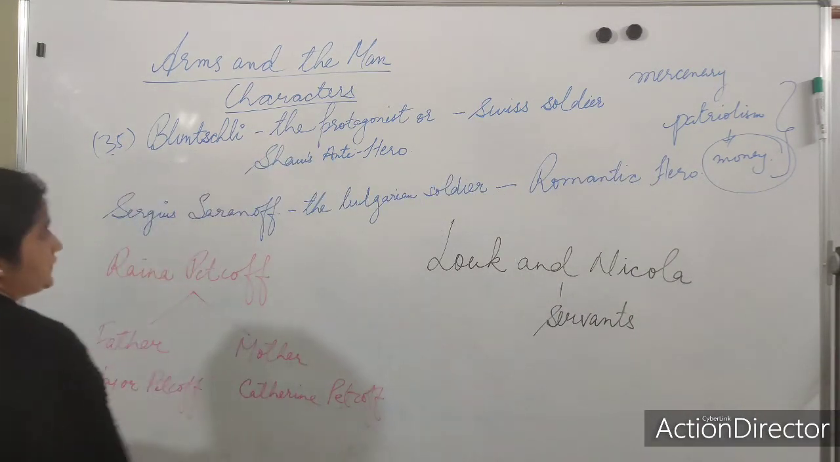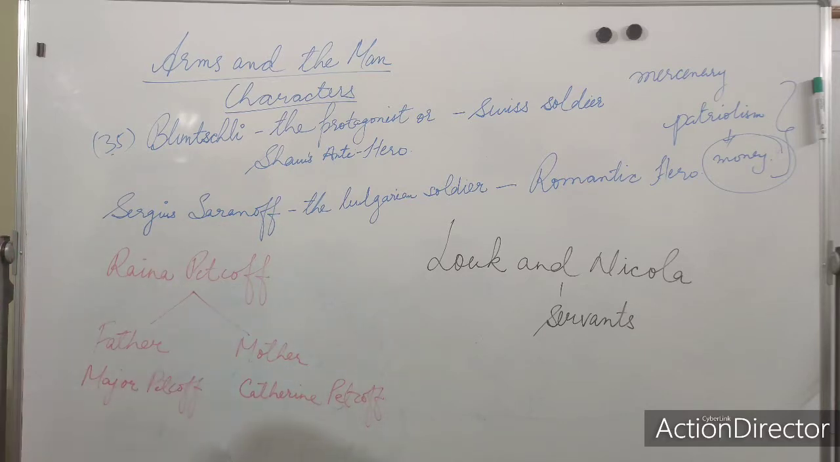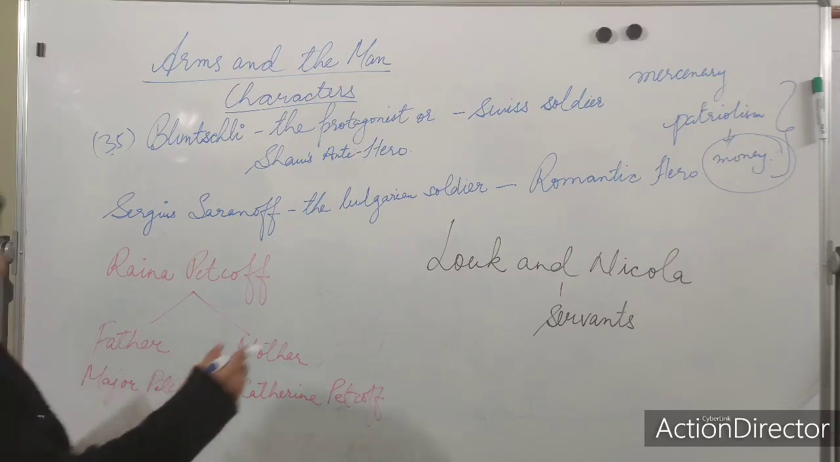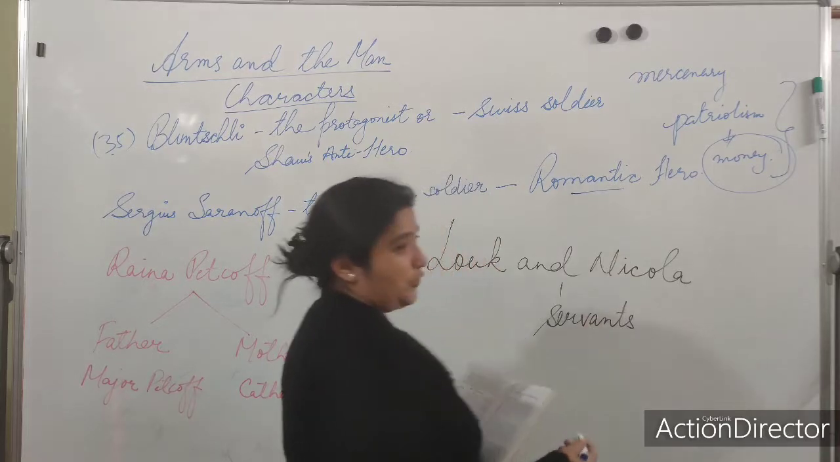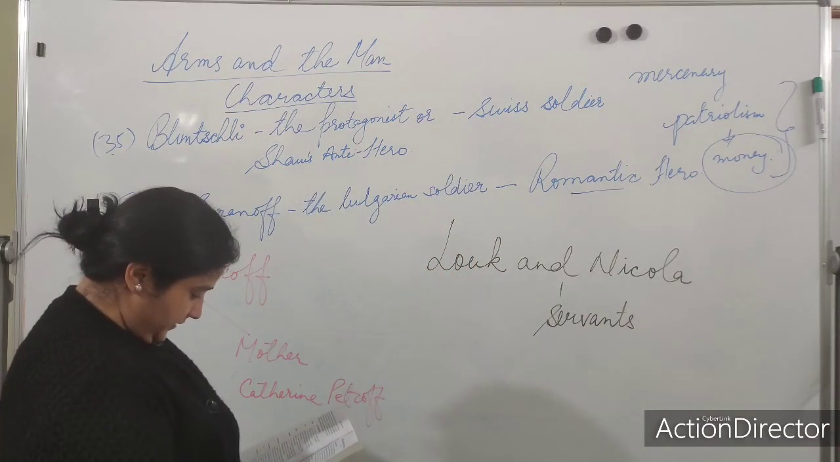Sergius Saranov is, of course, another important Bulgarian soldier, and he is a romantic hero of Shaw. I can't find his age, okay, but his appearance, he's tall, romantically handsome, and he's in the Bulgarian army. He believes in traditional ideas of love and war. That is why he is Shaw's romantic hero.